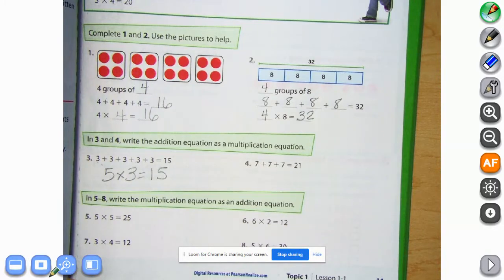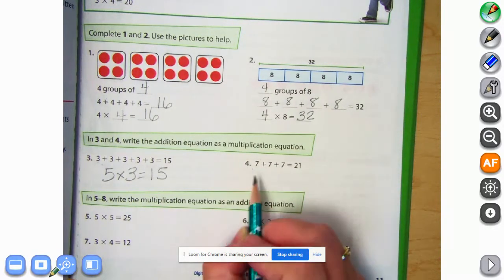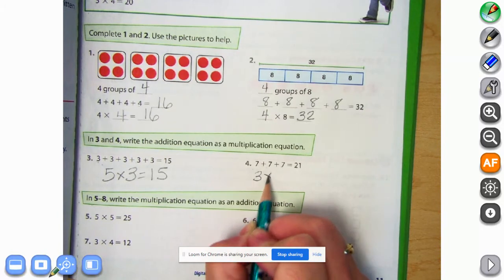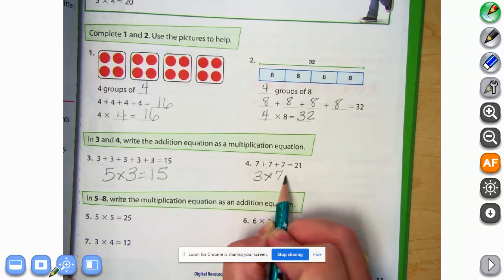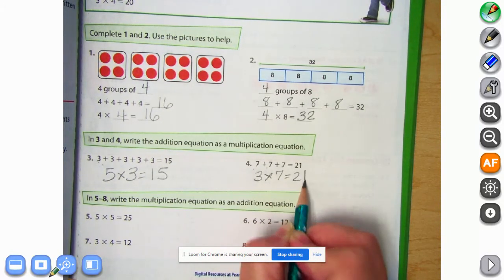Number 4, 7 plus 7 plus 7 equals 21. We have 1, 2, 3 groups, and the group size is 7, is equal to 21.